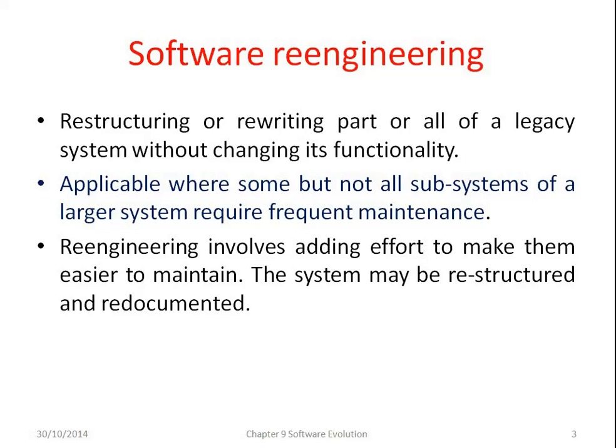This is applicable where some but not all subsystems of the larger system require frequent maintenance. If the whole system contains a number of subsystems and one subsystem is not working properly, that is when it is required. Re-engineering involves adding effort to make them easier to maintain. The system may be reconstructed and redocumented.